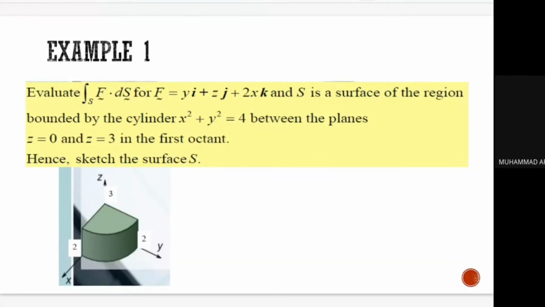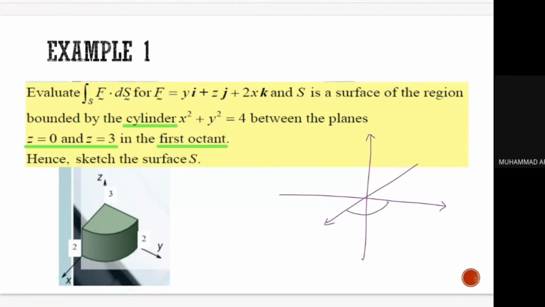Example 1: evaluate the integral of f dot dS, where f is yi plus zj plus 2xk, and S is the surface of the region bounded by the cylinder between planes z equal to 0 and z equal to 3 in the first octant. So what does first octant mean? Let's say you have a 3D space. This is the first octant, the area here.